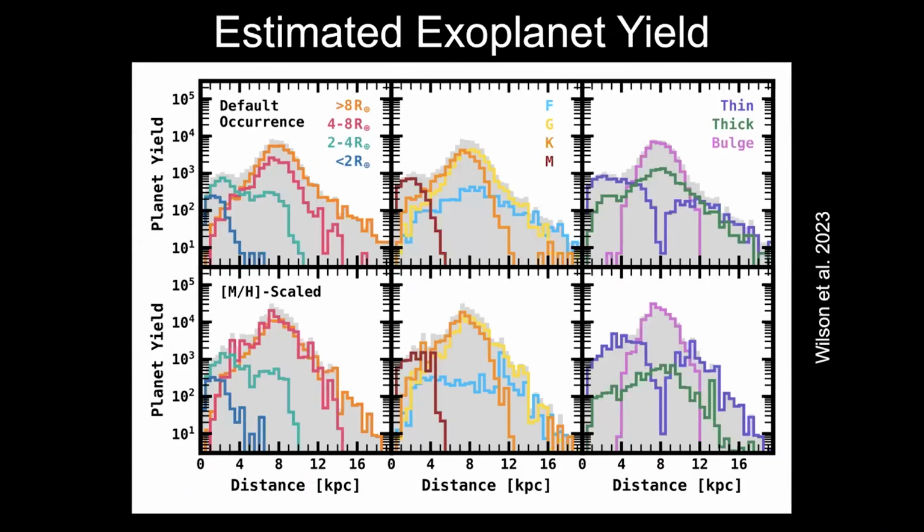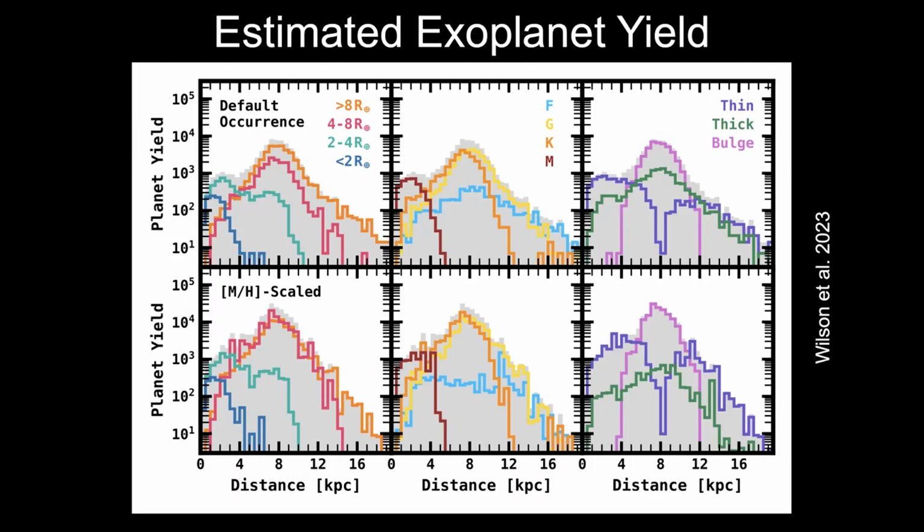So these are yields done by Robbie Wilson at Goddard Space Flight Center. I couldn't actually find a picture of him online, but those of you that know him, he's a kind of redheaded, bearded guy. You'll recognize him. He's very jolly.